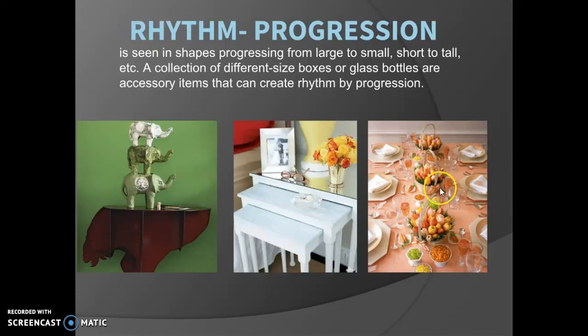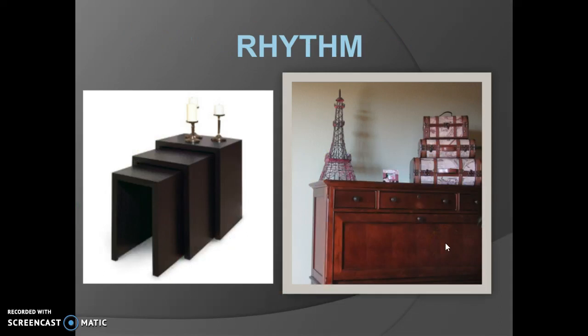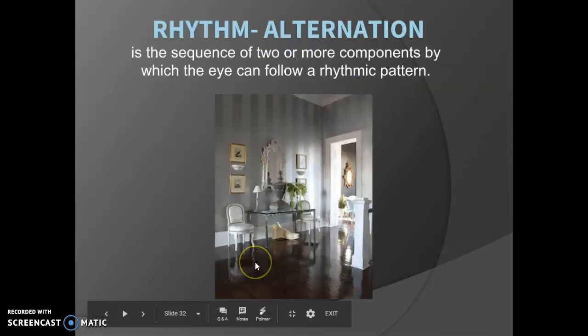And then you also have the repetition of this, so that's another form of rhythm. More nesting tables, large, medium, small, leading your eye. Here you have some suitcases that are large, medium, small, leading your eye up, and there's the repetition of the boxes.